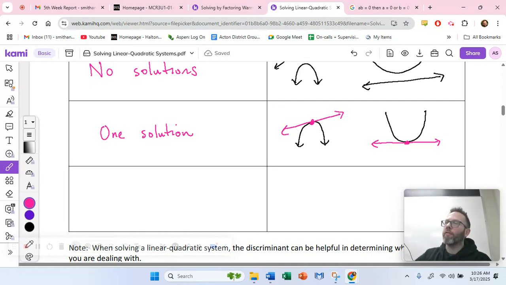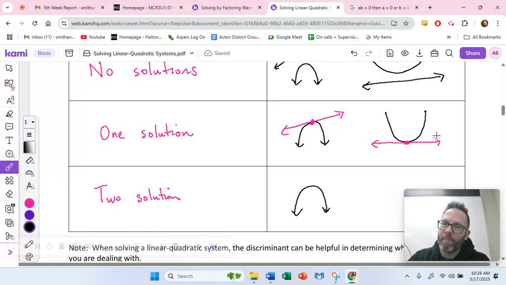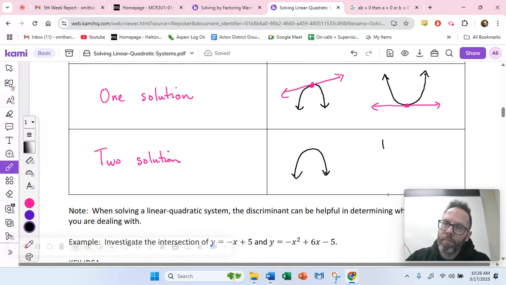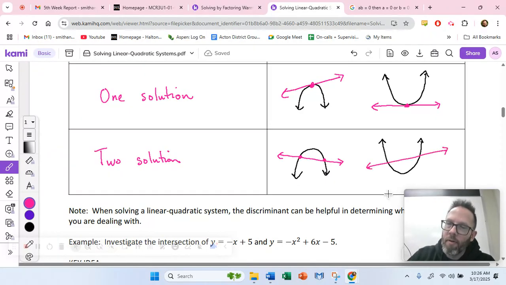So you can have no solutions, they never touch. One solution, they touch once, or you can have 2 solutions. But these are the only 3 cases. You can't have a line hitting a parabola 3 times. So let's just draw those same parabolas from up above and just draw 2 cases here. So maybe something like that, meet 2 times. Something like that, meet 2 times. I think that's a good visual summary.